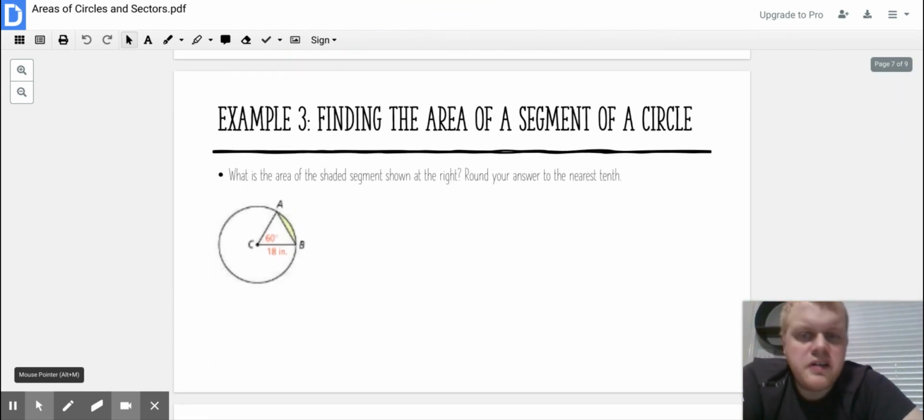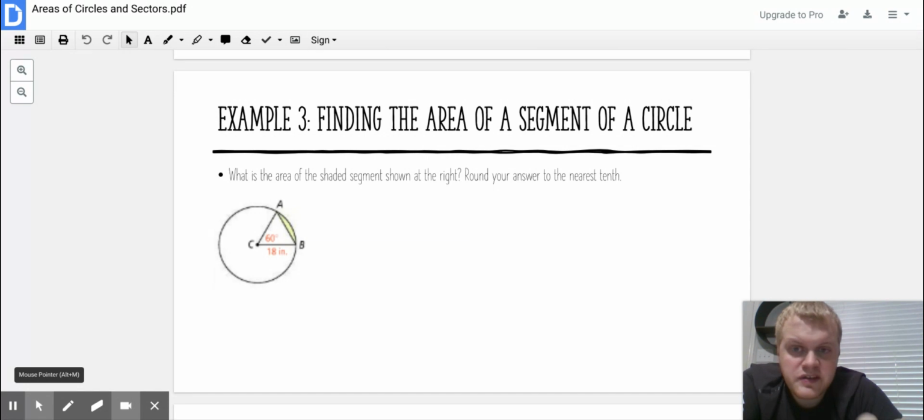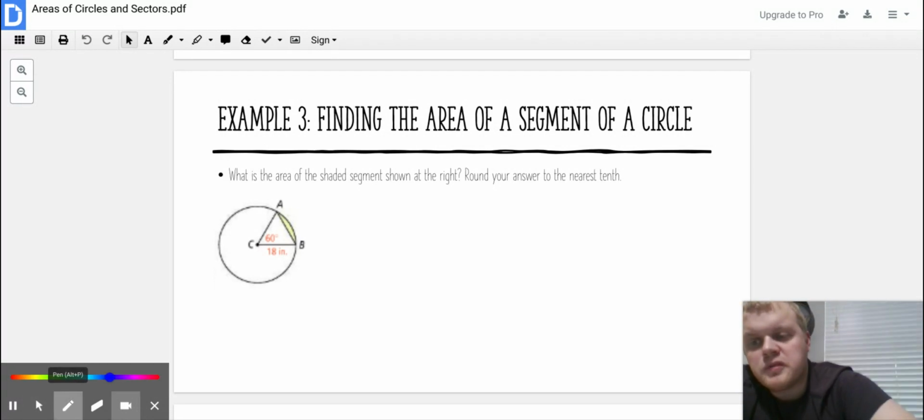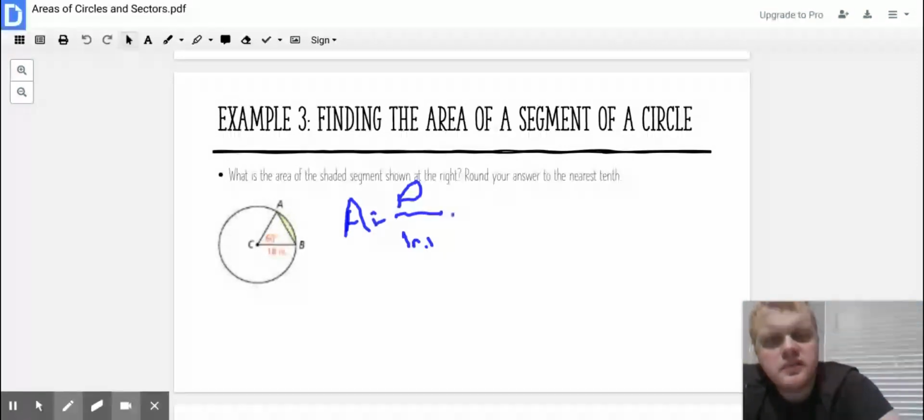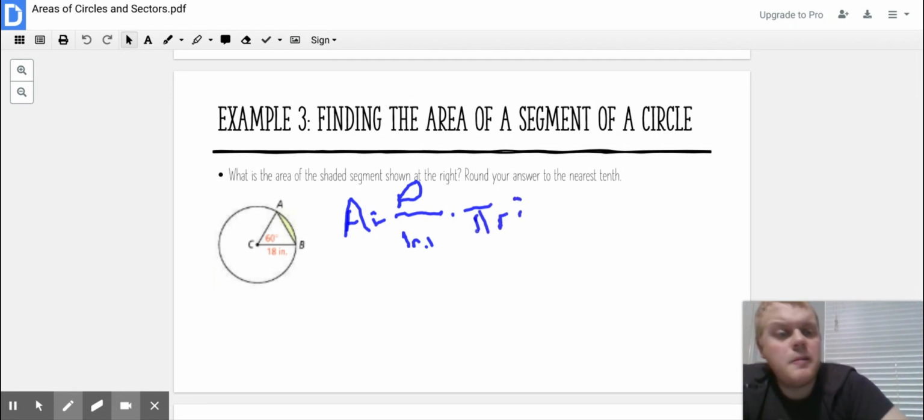So what is the area of the shaded segment below? So again, first part, let's find the area of the entire sector. So again, if the entire thing was highlighted, just like we did in example 2 there, what would that area be? So that formula, if we're looking for the entire sector, would be A equals part over whole times pi r squared. It's that same formula we used in example 2. So if you need to back up to make sure, that's the same formula that we used before.